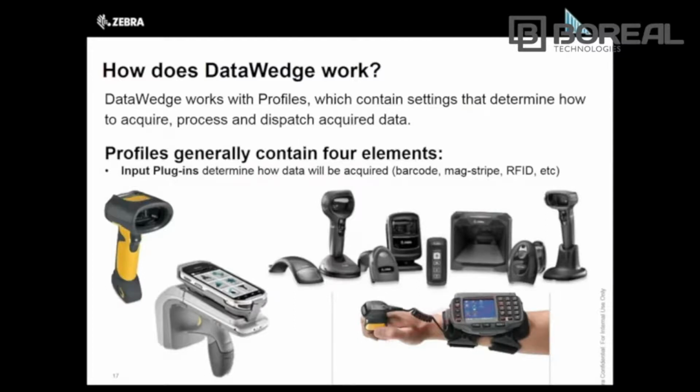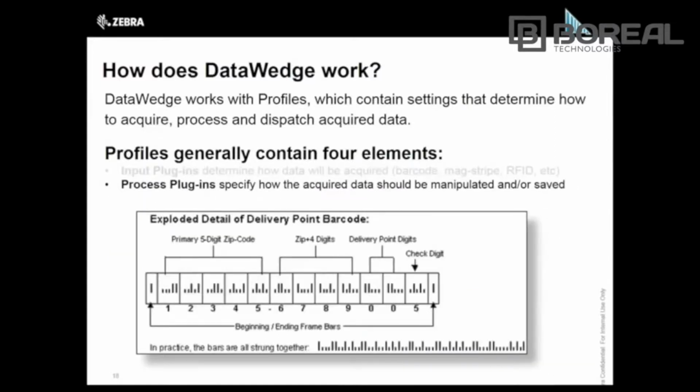First is the input plugin. That says, okay, get data from a barcode scanner or a magstripe reader or a ring scanner or whatever device you want to get the data from. You tell it which device to look at and get the data from. That's the input plugin. The process plugin says, okay, the data that comes in from that device, here's what I want you to do with it.